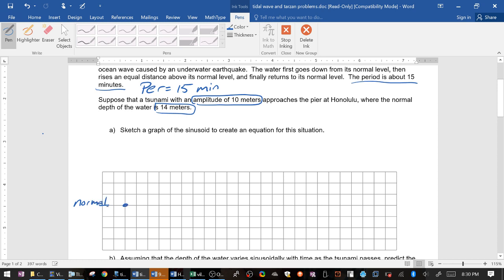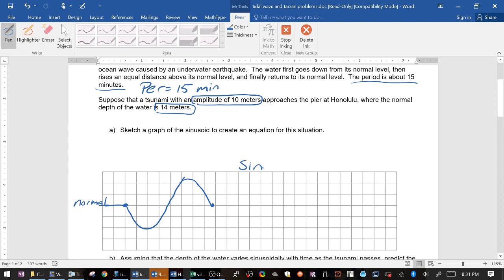So if I just say this is at the normal, let's say we're right here, it's first going to go down from its normal level, so we go down, and then it rises an equal distance above its normal level, so we go the same distance above, and then returns to its normal level. So that, to me, looks like it's a sine function.